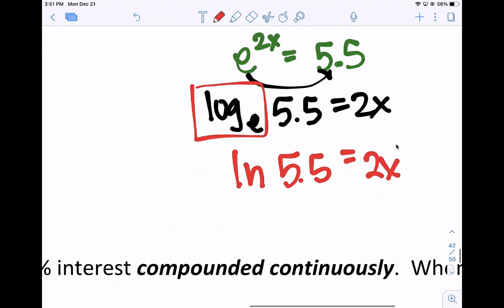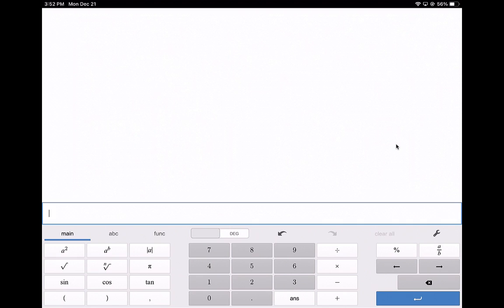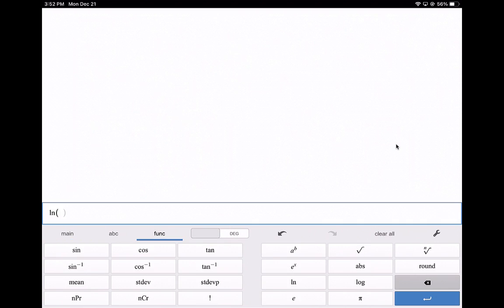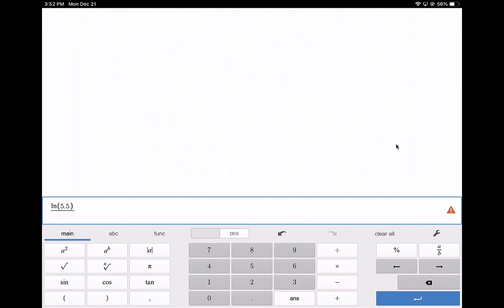And then the last step is we'll divide both sides by 2 to get x. So in my calculator, I'm going to type in ln, so that's under function, and then 5.5, so I go to main and 5.5, and then close my parenthesis, and then I'll divide it by 2, and then we get our answer, which is 0.85237.